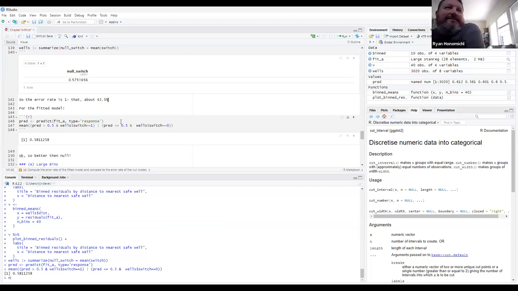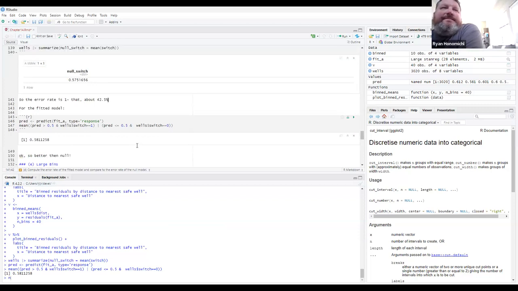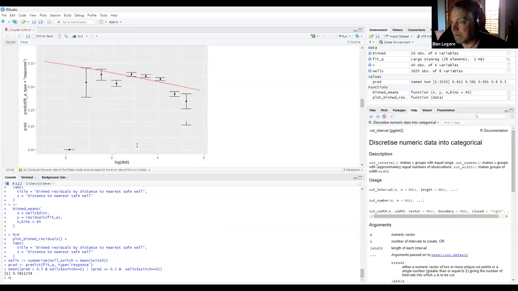That's how I felt last week. So anyway, I'm not doing much. It doesn't look like I'm doing much better than just guessing, though. Yeah, that's the point. Which is not too hard to believe when you look at this, right?